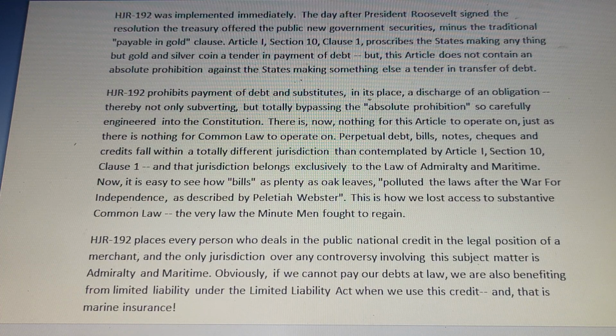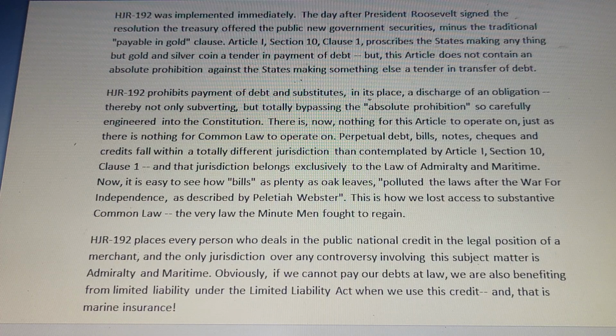The day after President Roosevelt signed the resolution, the Treasury offered the public new government securities, minus the traditional payable in gold clause. Article 1, Section 10, Clause 1 proscribes the states making anything but gold and silver coin a tender in payment of debt, but this article does not contain an absolute prohibition against the states making something else a tender in transfer of debt. HJR 192 prohibits payment of debt and substitutes in its place a discharge of an obligation, thereby not only subverting but totally bypassing the absolute prohibition so carefully engineered into the Constitution.